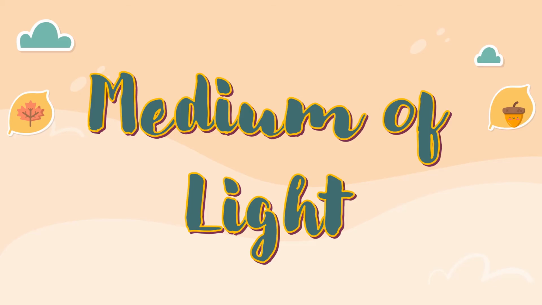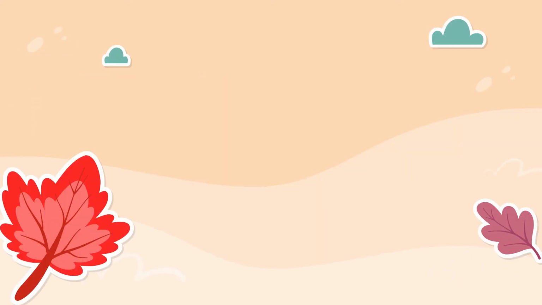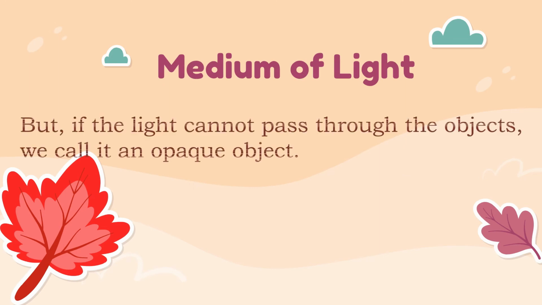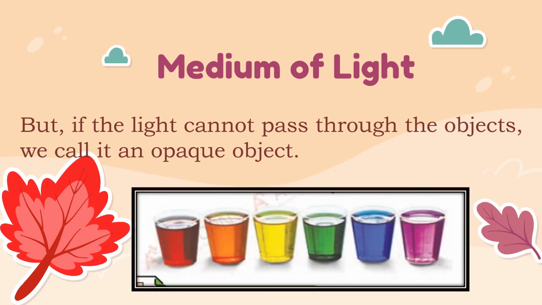So next is medium of light. So what is the medium of light? If the light cannot pass through the object, we call it an opaque object. Okay, like a door, you can call that an opaque object because the light doesn't pass through. Okay, look at this picture.